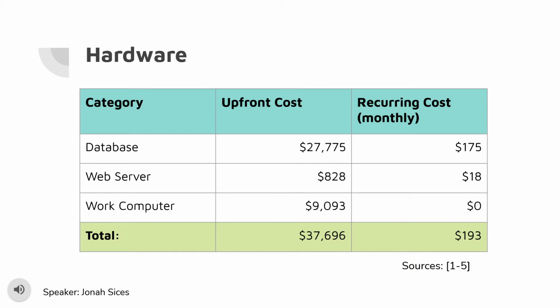For our hardware estimation, we decided to create our own database instead of using the cloud. This gives us more control and expandability in the future, but is also more costly. Database costs include the price of servers, storage, the database management system, and any necessary maintenance. For web traffic, we decided to rent a medium traffic VPS web server that can be expanded down the line if needed. Finally, our employees require a work computer, so we gave them Dell XPS laptops, leading to a total upfront cost of $37,696 and recurrent costs of $193.